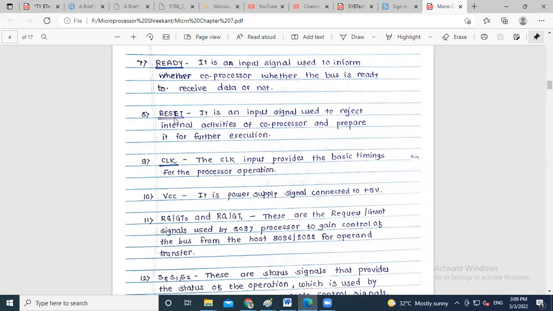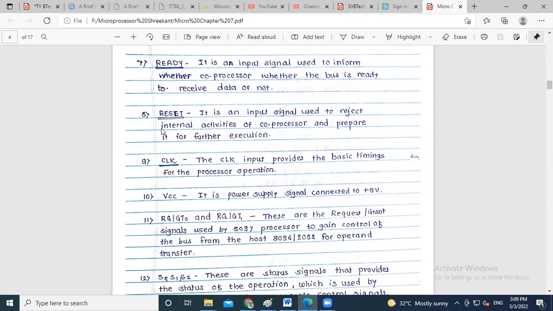So next one is the reset pin. It is an input signal used to reject the internal activities of the coprocessor and prepare it for further execution. Set and reset. If the data is continuously flowing in a normal manner, then there should be a set.